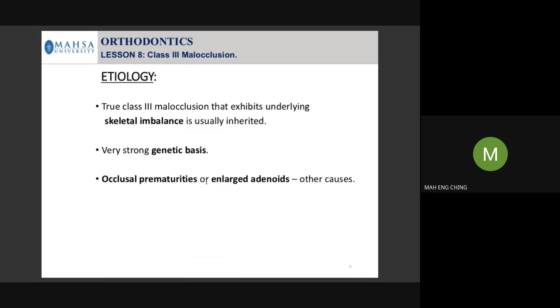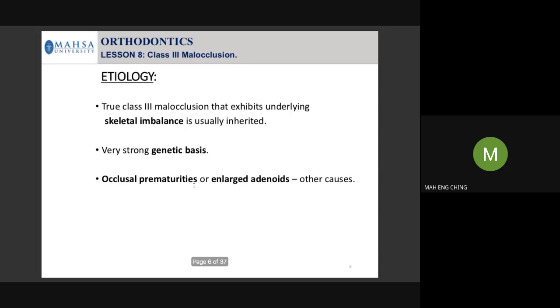Okay. So usually it's genetic. Class 3 is mostly genetic. If you see the parents, either the mother's or the father's side, you have class 3 features. So sometimes it is difficult to deal with because it's always in your genes. Your children, your ancestors, everyone has this class 3 gene. Sometimes it skips 1 or 2 generations, but it keeps passing down to the next generation.